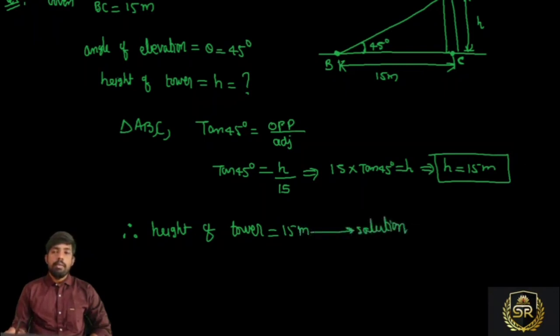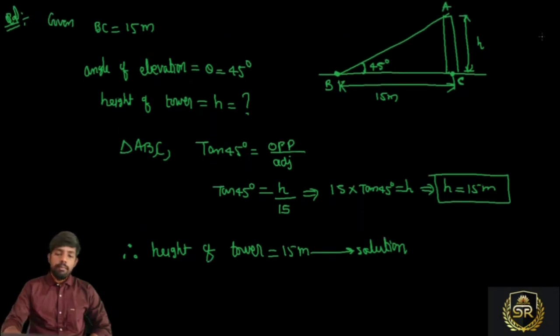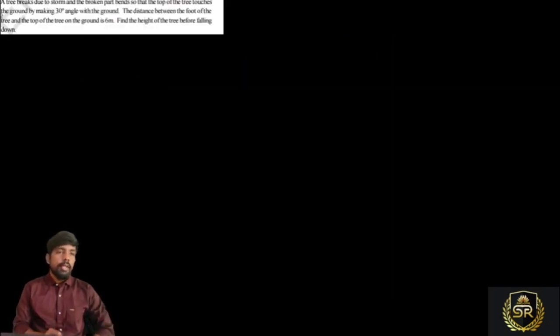Clear? So next we have one more question. A tree breaks due to the storm and the broken part bends so that the top of the tree touches the ground, making a 30 degrees angle with the ground. The distance between the foot of the tree and the top of the tree on the ground is 6 meters. Find the height of the tree before falling down.